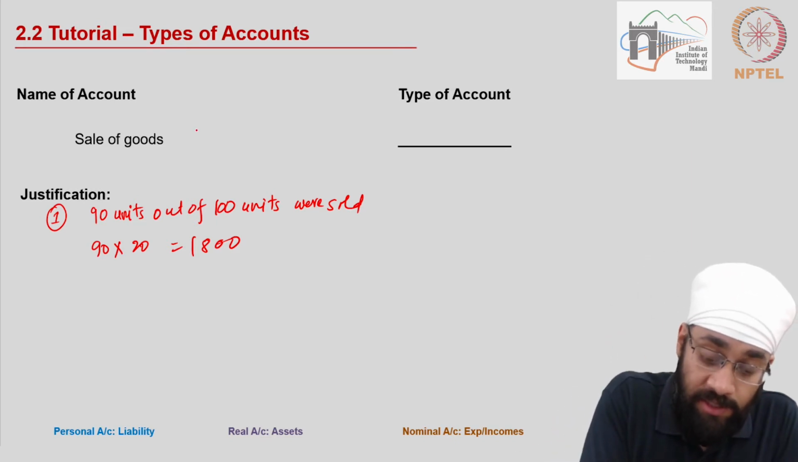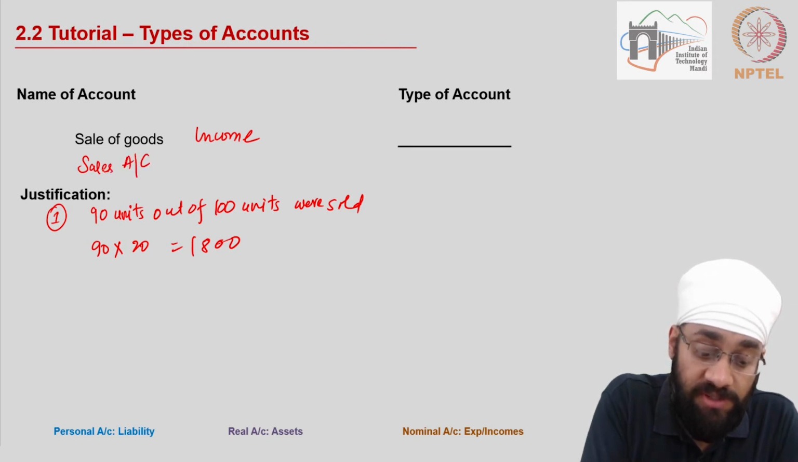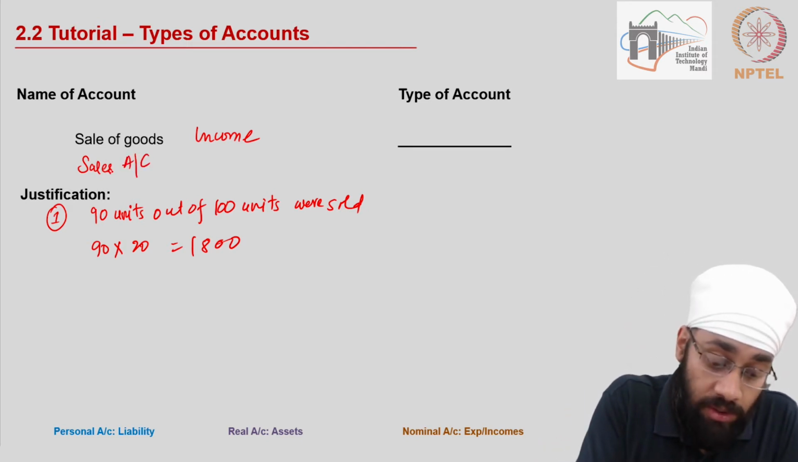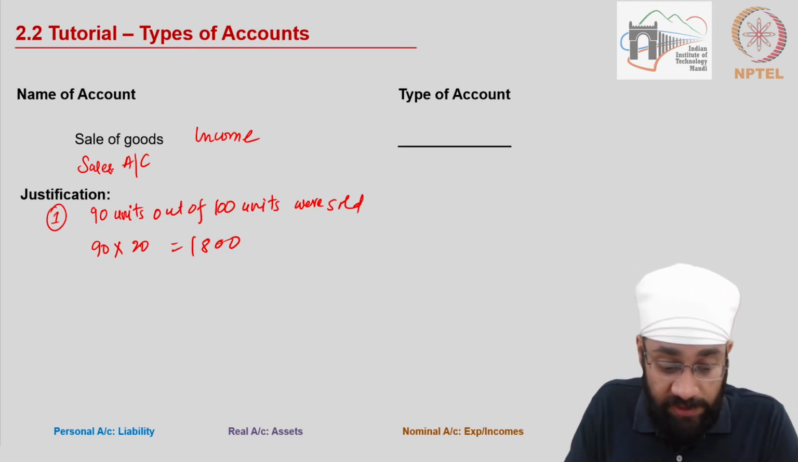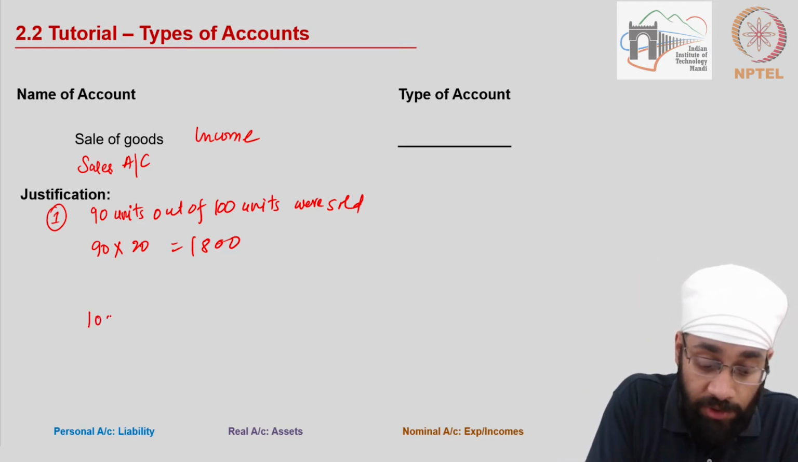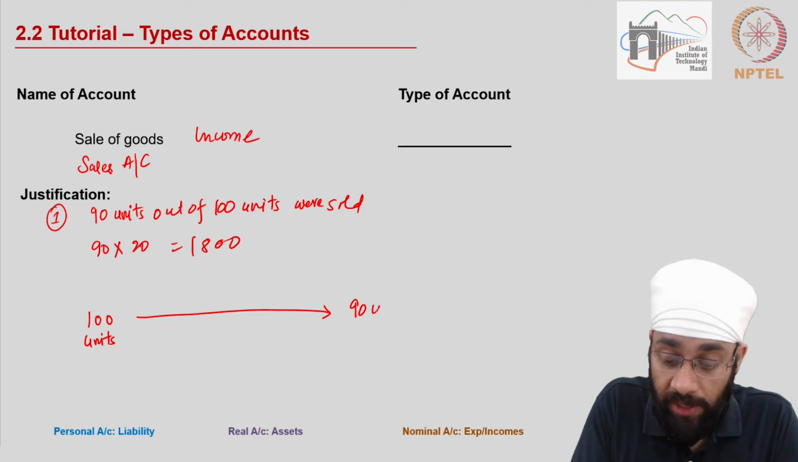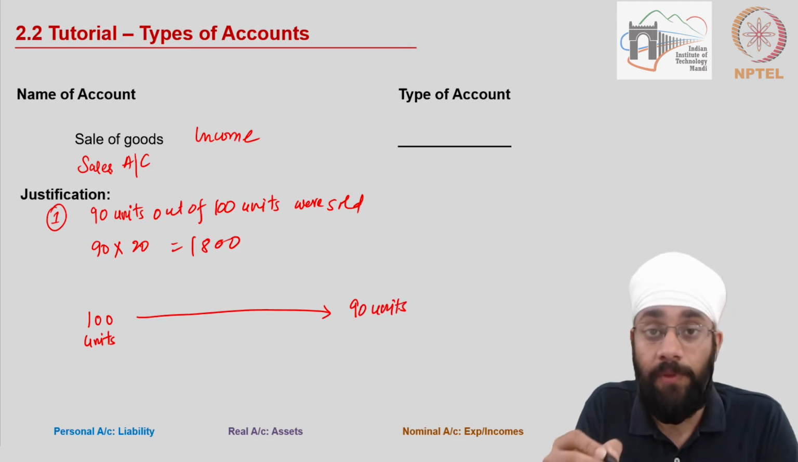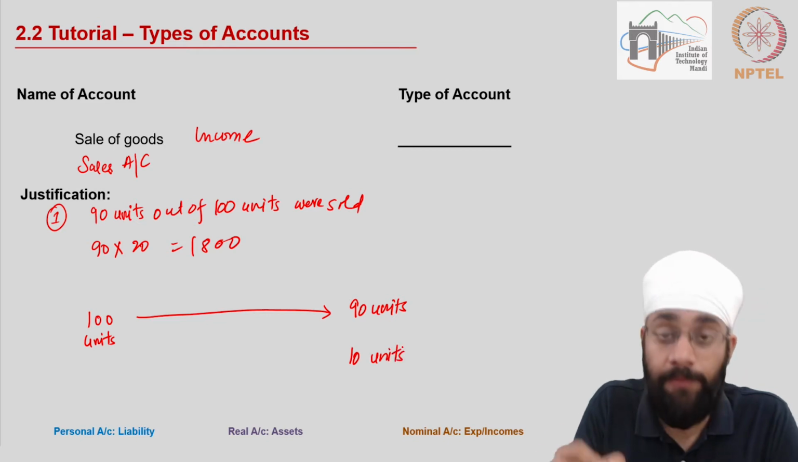So the sale of goods is an income. You represent it by a sale account or sales account. All the goods that are sold are included here. So remember from the previous slide, you had bought 100 units in the beginning, right? And then at the end of the year, you sold 90 units, okay? And 10 units are unsold.